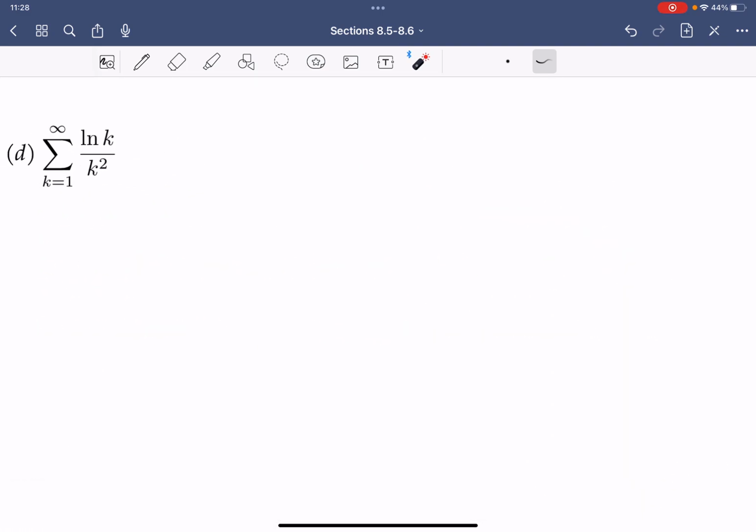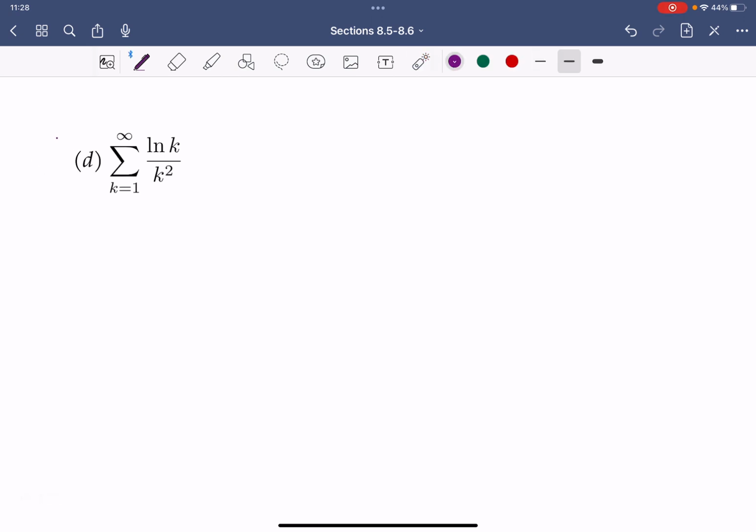All right, the last one for today. This is a super hard one. This should be the A-level question, because it is a tricky one. So if you have the sum of log k over k squared, k starting from 1 to infinity, let's think about how you would do it. Check whether this series is convergent or divergent.